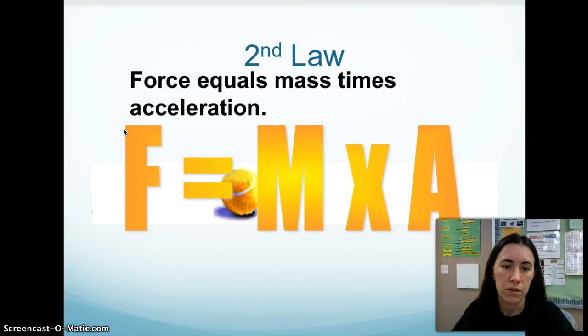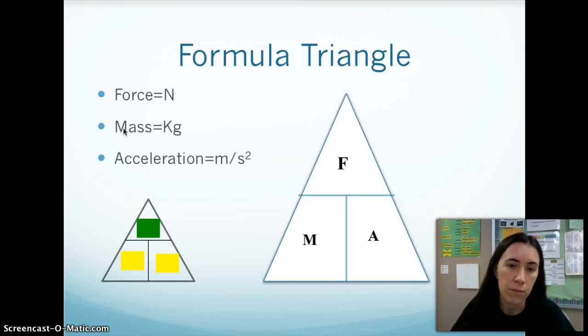The formula that goes along with this is force equals mass times acceleration. And there's also a formula triangle. So force always goes on top, mass and acceleration, because they're multiplied, are on the bottom. You still have your matching colors multiply, different colors divide.